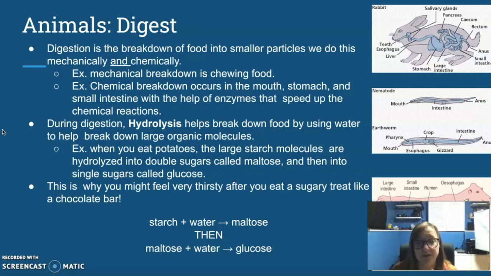So you can actually excrete water, and when you're excreting the water to help you digest, it can make you actually feel really thirsty after you eat something like a chocolate bar. So the reason why you feel thirsty afterwards is because you've actually used that water in your body to help break down the chocolate bar.